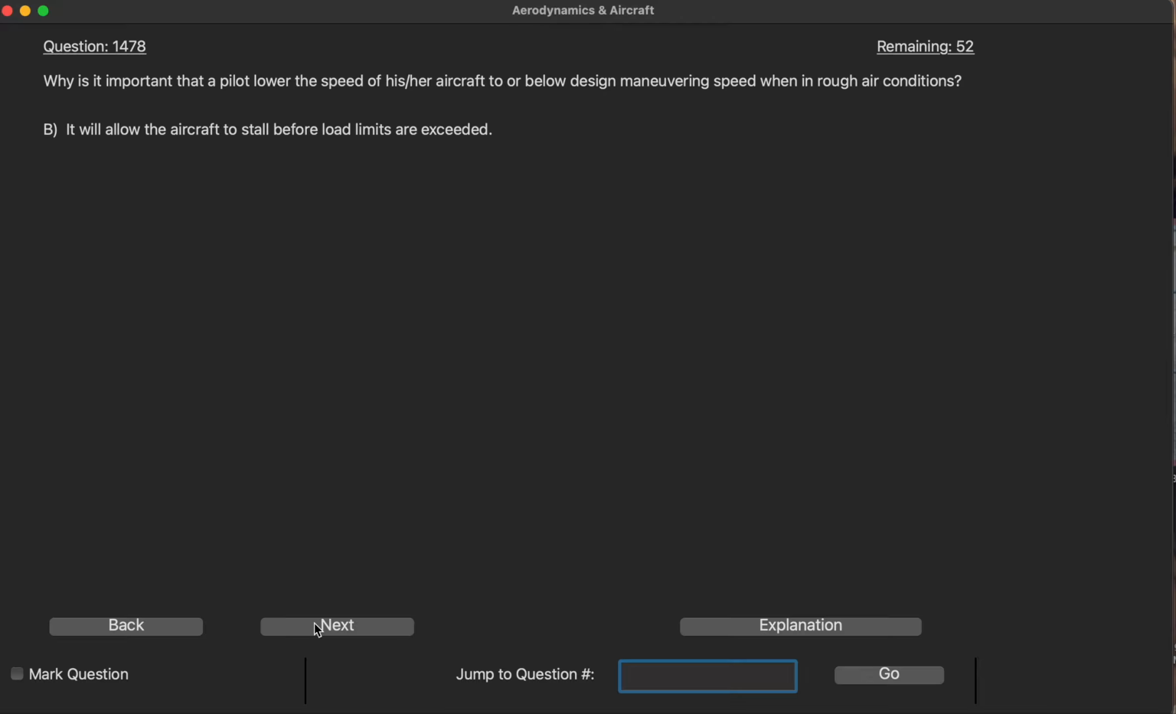Why is it important that a pilot lower the speed of his or her aircraft to or below design maneuvering speed when in rough air conditions? It will allow the aircraft to stall before load limits are exceeded.